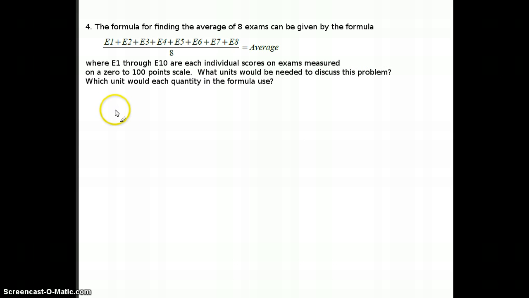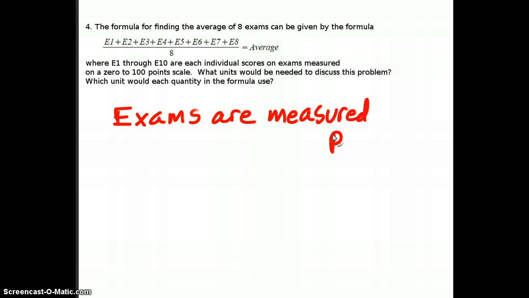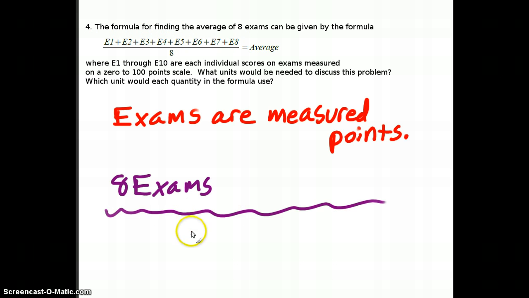The first thing that we know is that every exam is measured using a unit, and they're measured using points. The other thing that we needed to figure out for this problem is what this quantity 8 is really representing, and what we know is that there were 8 exams in all. So when we use this formula, we know that points plus points plus points plus points is just going to come out to be points. So this will look like points as a unit divided by exams.